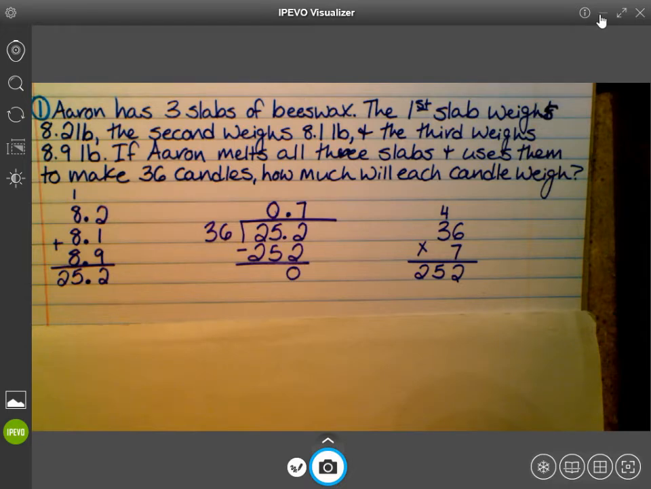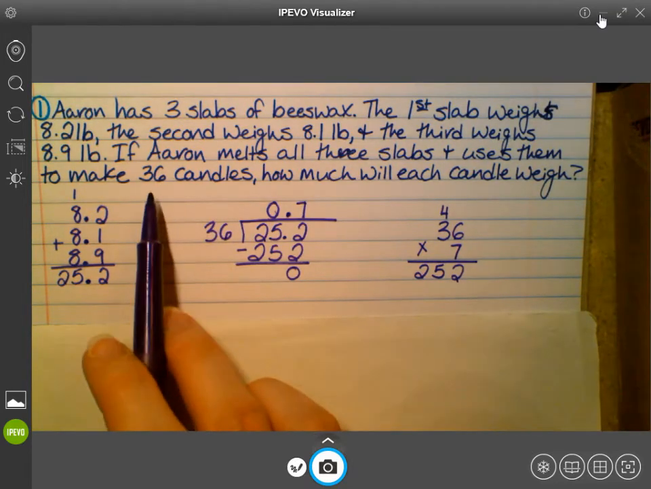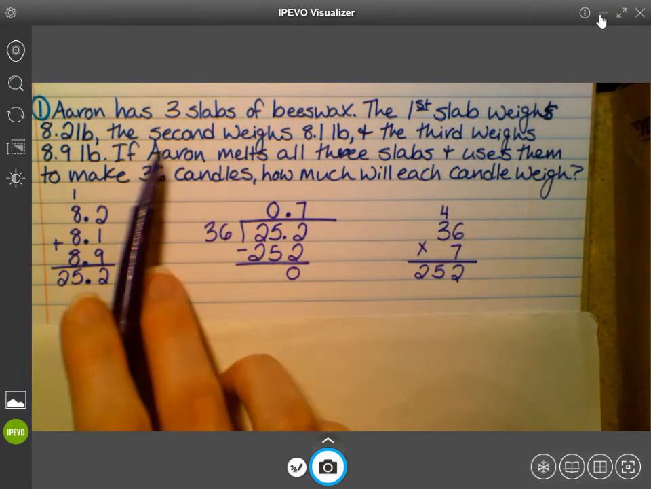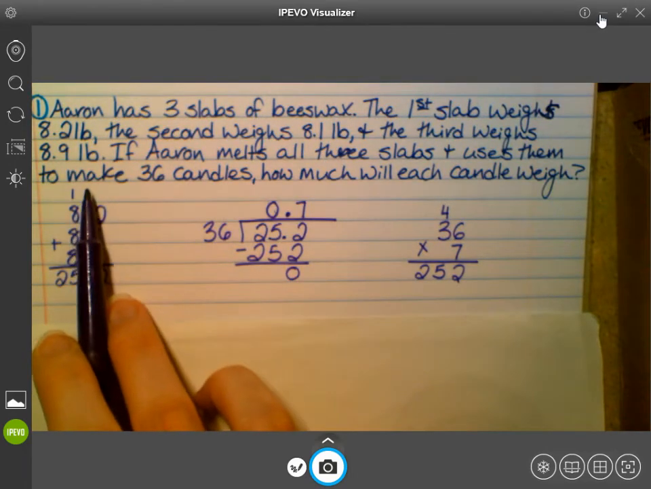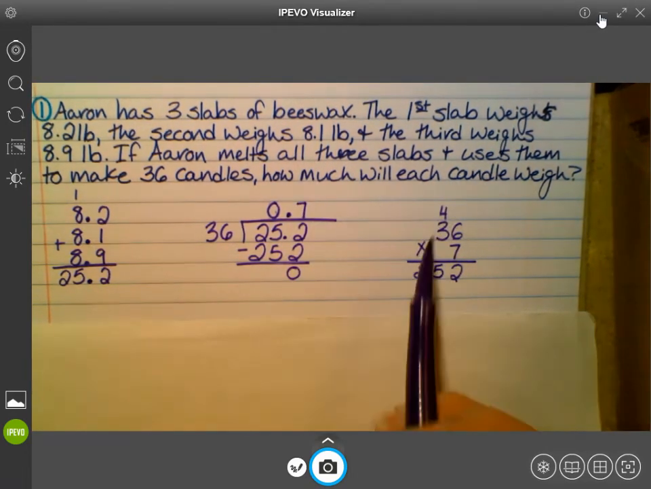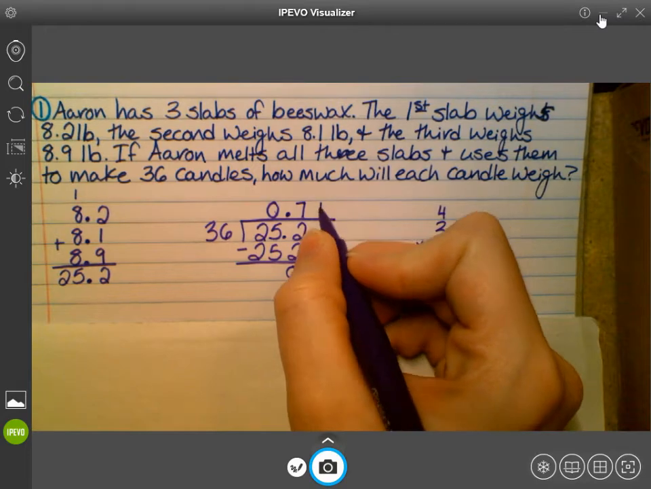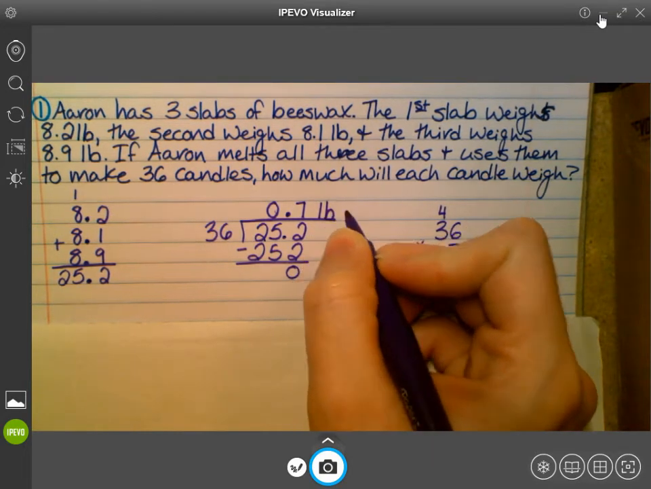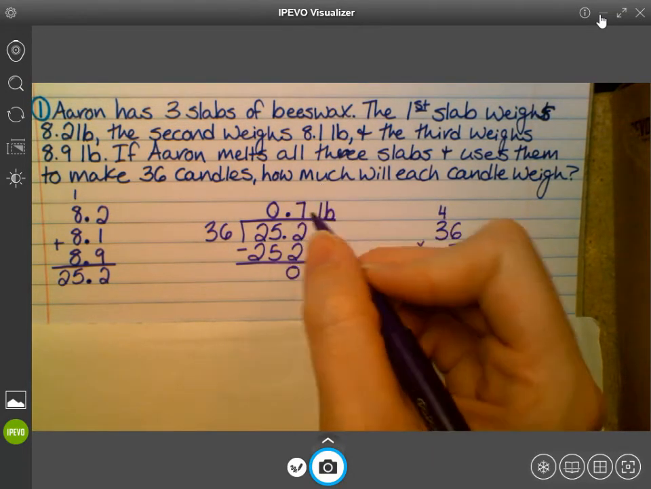Pounds per candle. I like that one. If you said weight, that is not specific enough. You're right, we're talking about weight, but what kind of weight? Are we talking about ounces? Grams? Pounds? In this problem, we are talking about pounds because each of the slabs, they were talking about pounds. So each candle will weigh 7/10 pounds. You could have put just LB or 7/10 of a pound.